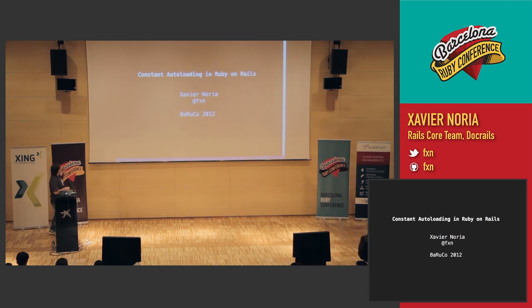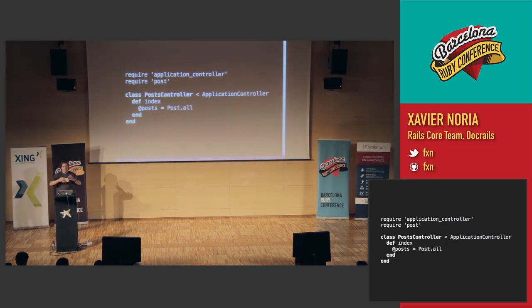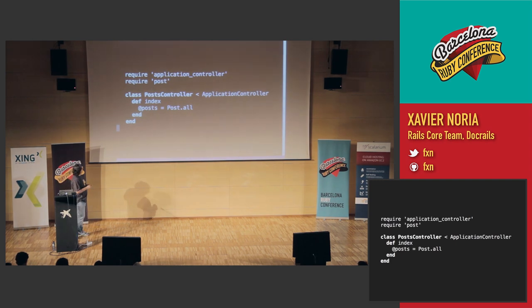So this talk is about constant autoloading in Ruby on Rails. If Ruby on Rails were like normal Ruby applications, you know that if you want to use ApplicationController here and the Post model here, you should require the files where they are defined. And this is inconvenient because require only loads a file one time, so you would need to restart the server or something like that.